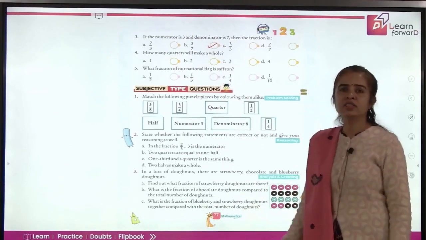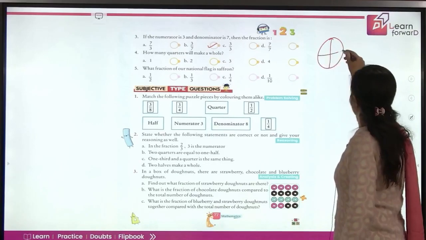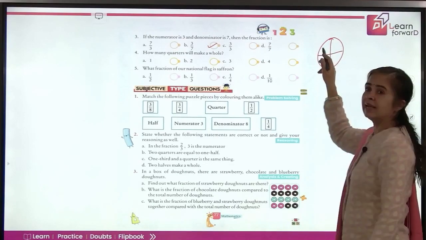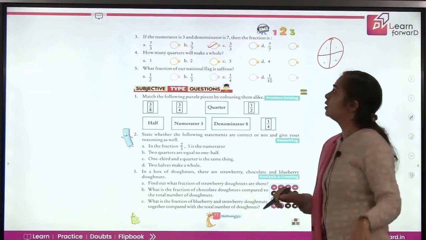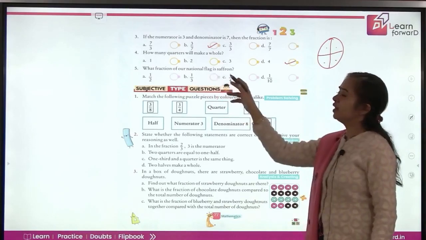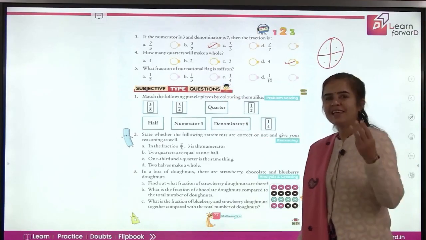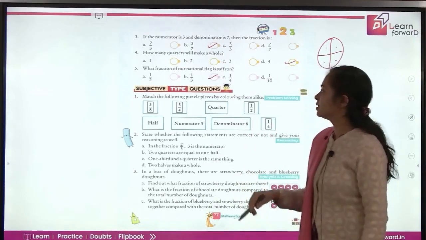How many quarters will make a whole? See? Let's count them. How many quarters are there? These are 4. So 4 quarters will make a whole. What fraction of our national flag is saffron? Exactly, there are 3 colors, so 1/3 is saffron. They are all equal parts.